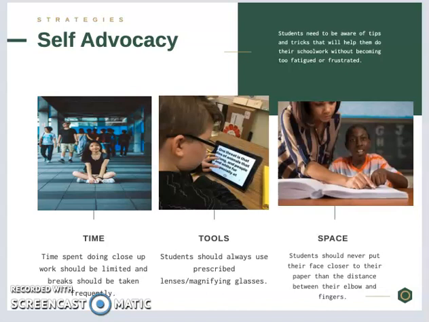Students should always have any sort of prescribed lenses or magnifiers with them. And space. As a general rule of thumb, students should never put their face closer to their work than the distance between their elbow and the tips of their fingers.